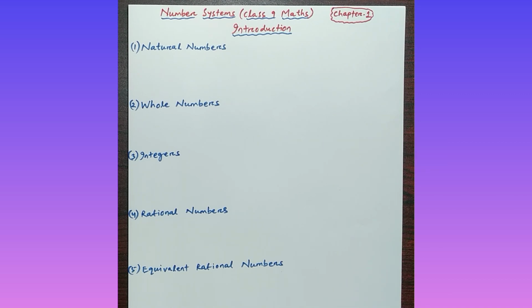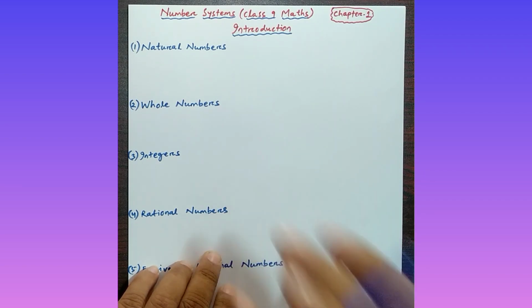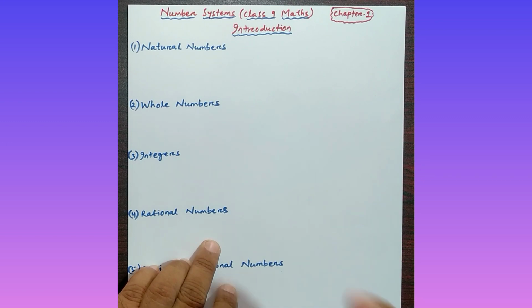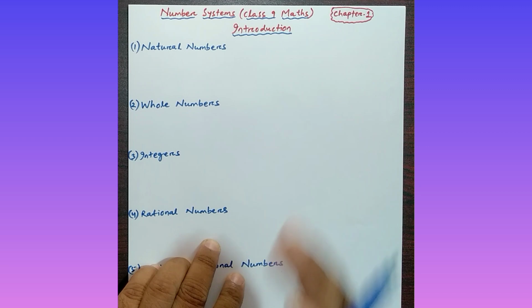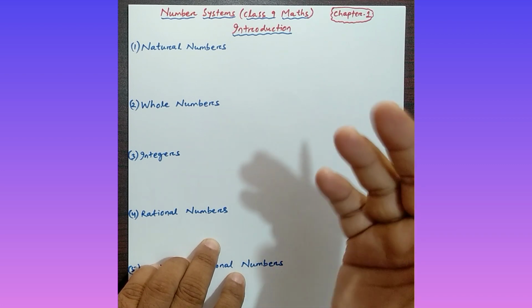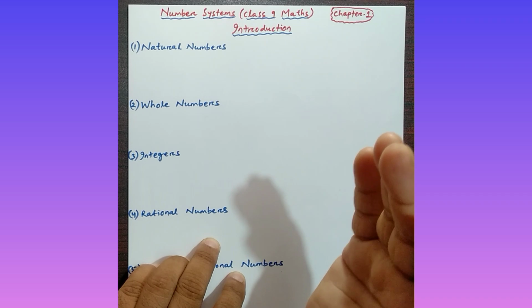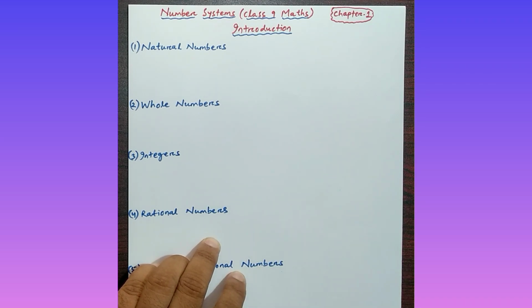The first one I'm telling is natural numbers. So what is the meaning of natural numbers? The definition you know better: the counting numbers are called natural numbers. Let's suppose you ask a little kid, beta, counting shuru karo. That kid will count 1, 2, 3, 4, 5, 6, 7, and so on, so on. So this counting starting from 1 is called the natural numbers.